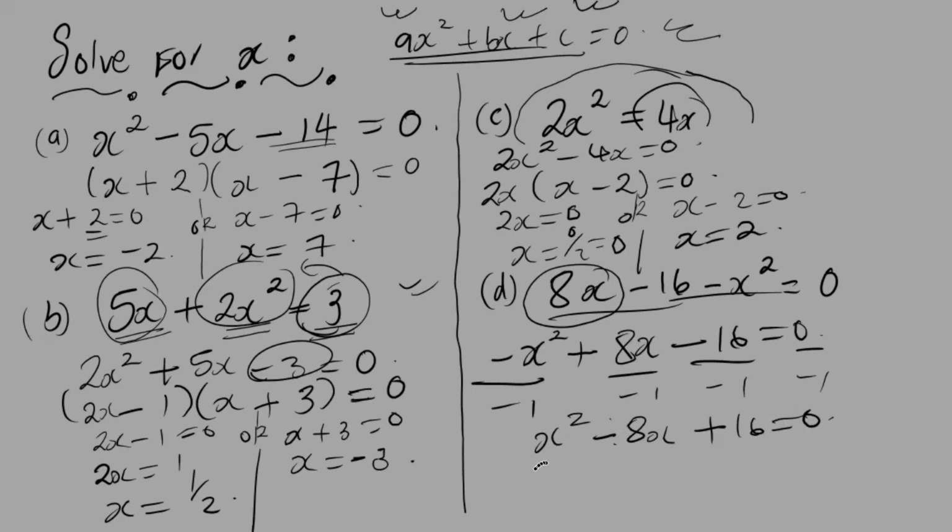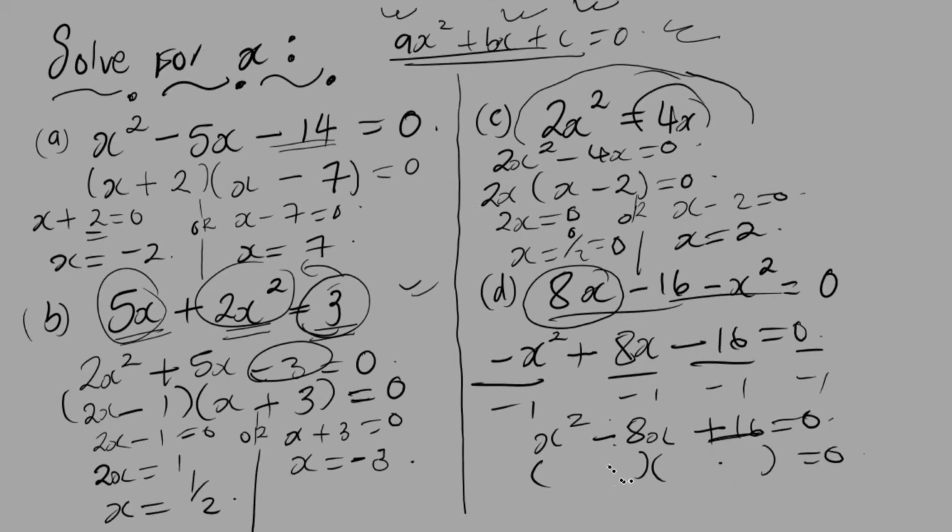From there we factorize. So this is a quadrinomial. We open two brackets. That is equals to 0. And because the 16 is positive, we are going to have same signs here, and our same signs are going to be a negative and a negative. So negative and negative. Factors of x, it's x and x. Factors of 16 that can give us 8, it's 4 multiplied with 4. So now we equate both brackets to the right side. So I have x minus 4 is equals to 0, or x minus 4 is equals to 0.